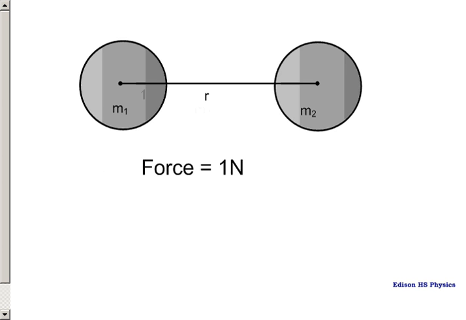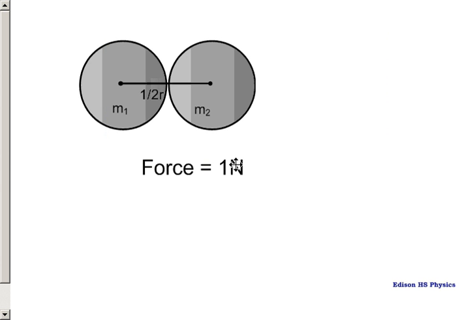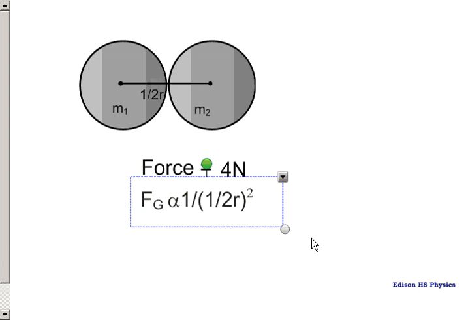With radius, it's a little bit more tricky. Let's say we take the radius and reduce it by half. We'd expect that the force is going to become greater, because when we reduce the distance between two objects, gravity should be stronger. And that is what happens. But it's not twice as strong, it's 4 times as strong. The reason for this is because the formula says force of gravity is proportional, that's what the little alpha is, to 1 over 1/2 r squared.